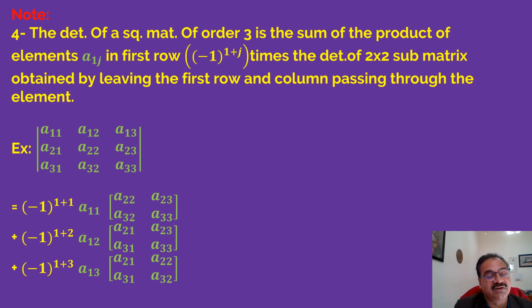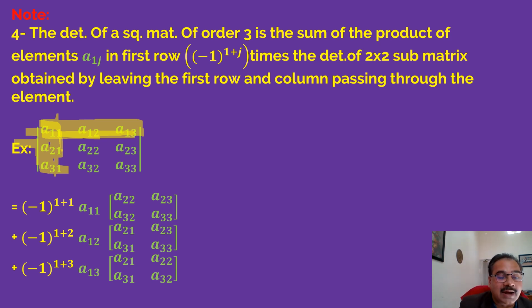Let us say you want to expand this determinant. Then how can you do it? Minus 1 power 1 plus 1, because I want to write a11. a11 is here, which means you skip this row and column. Then what is the leftover determinant? It is a22, a23, a32 and a33. So in this way you can write it.